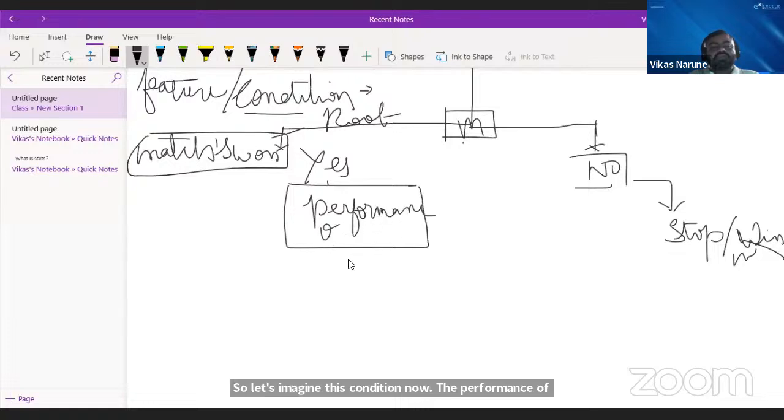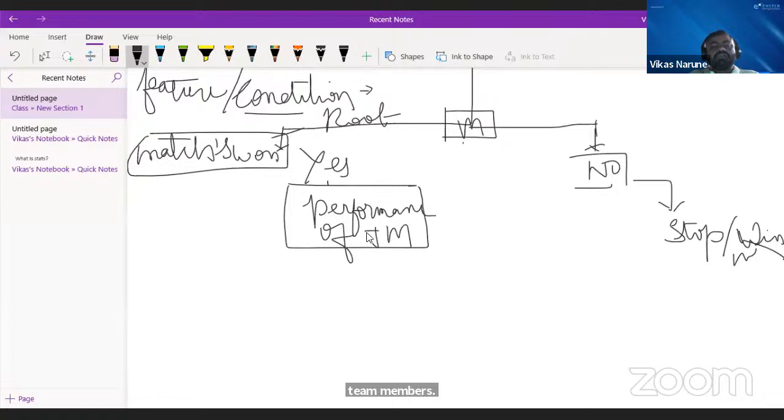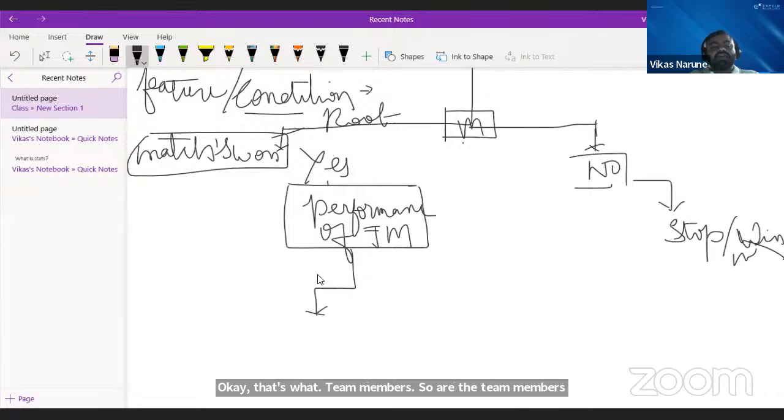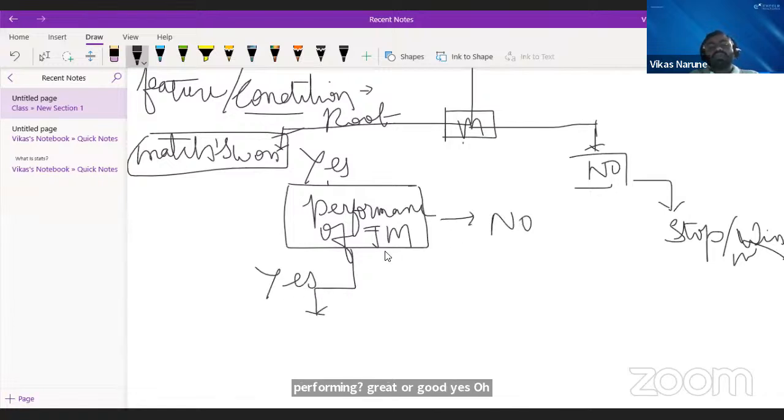Performance of team members. So, are the team members performing great or good? Yes or no? If the team members are not performing well, obviously there is no chance. I cannot go further. The tree will stop here.